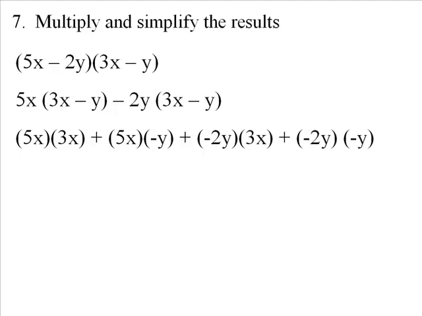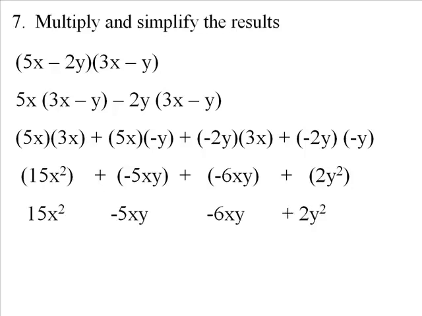Now I'm going to take 5x times 3x, 15x squared. I'll take 5x times negative y, negative 5xy. I'll take 3x times negative 2y, which gives you negative 6xy. And I'll have negative 2y times negative y, which is a plus 2y squared.